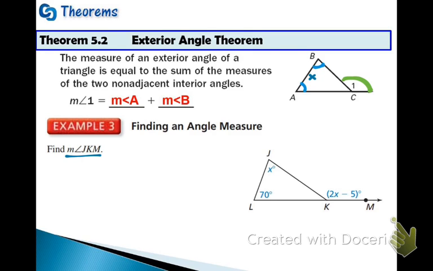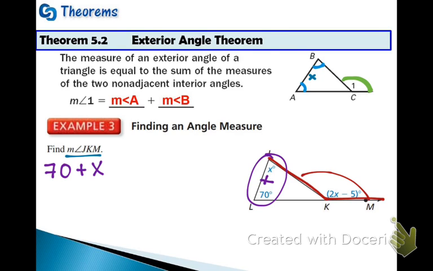Okay? So this example we have asks to find the measure of JKM. So let's look for where JKM is. So JKM would be this outer angle. So we're trying to find the outer angle. So what do you think we need to find first before we find the outer angle? We need to find x. So again, the two non-adjacent angles will add up. So I'm going to take them, 70 plus x. They will add up and equal the outer angle, which is currently 2x minus 5. So if we know this to be true, we can solve for x and plug x back in to find out what JKM is.